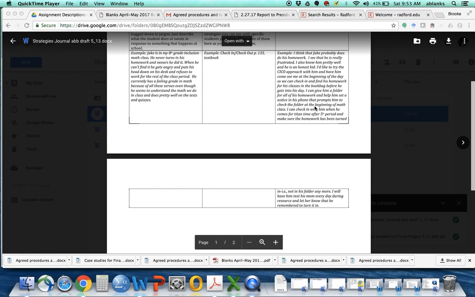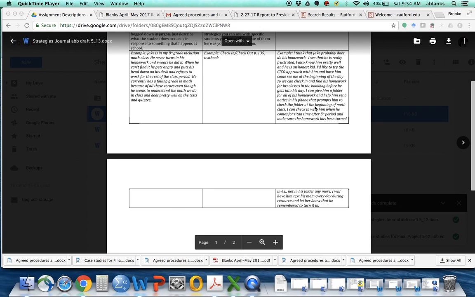And then later, when he comes to see me for, I'm going to call it Titan time because that's something I see in schools, but it's really just a homework or a resource period. It could be he stops in during lunch, maybe you see him in a resource class or something later in the day. Whenever you see him again, the first thing you're going to do is have him get that folder out of his bag, and you're going to check the folder to see if the homework is still in there. If it is, you're going to send him to turn it in.